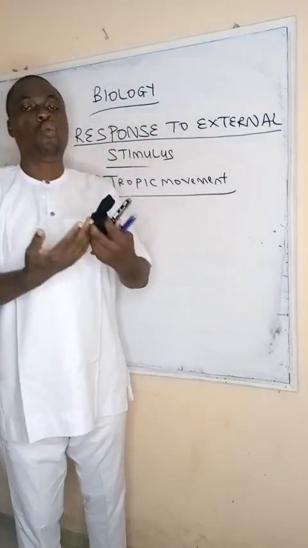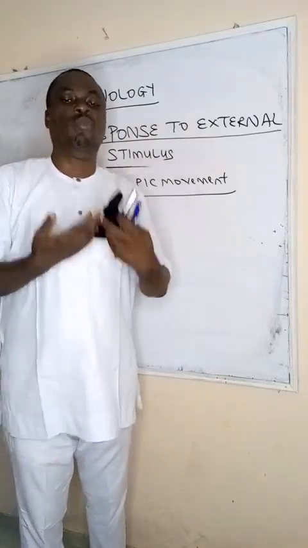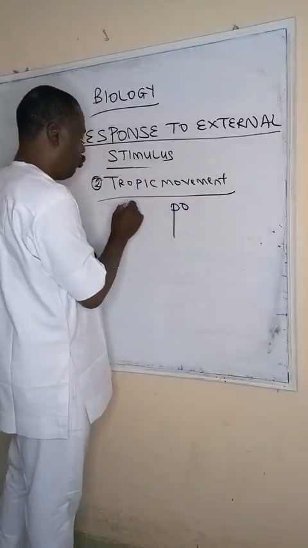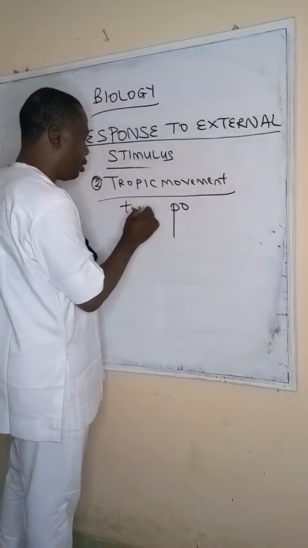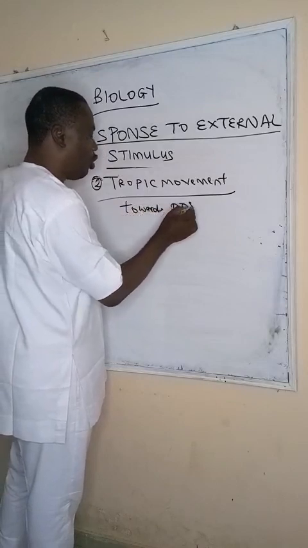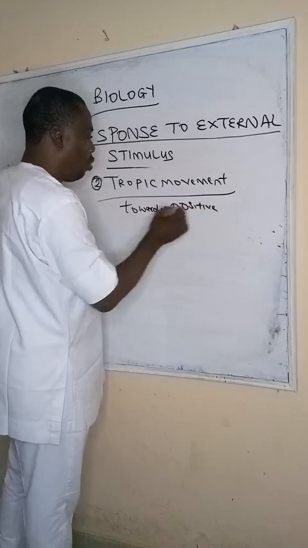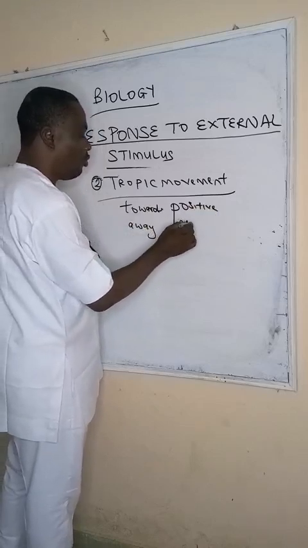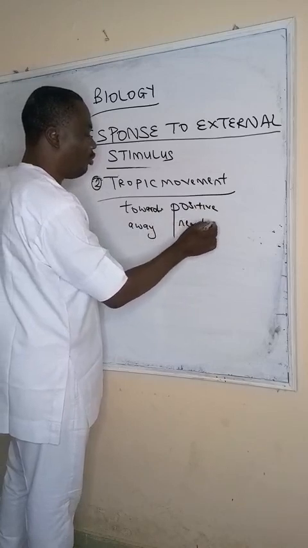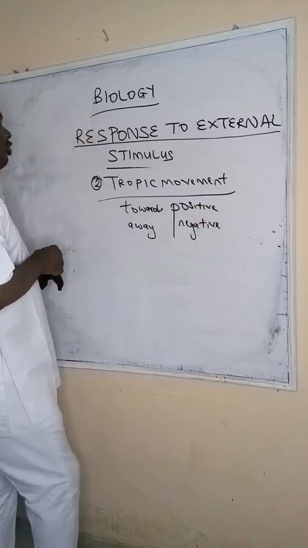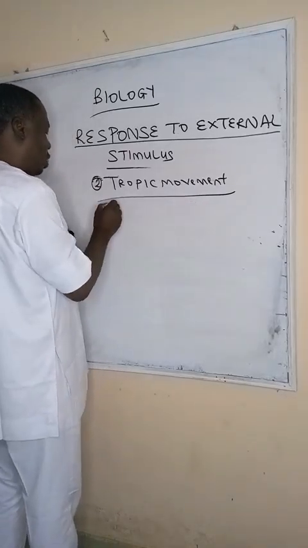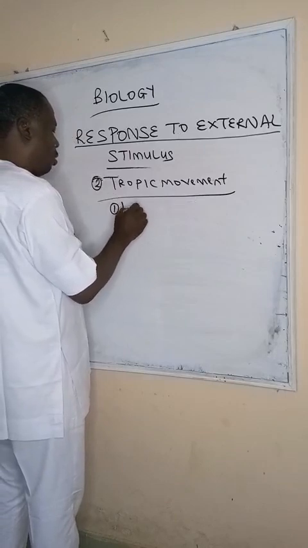When the plants move towards the stimulus, it's called positive movement. When they move away, it's called negative movement. So we'll take some examples now. Number one is light as the stimulus.